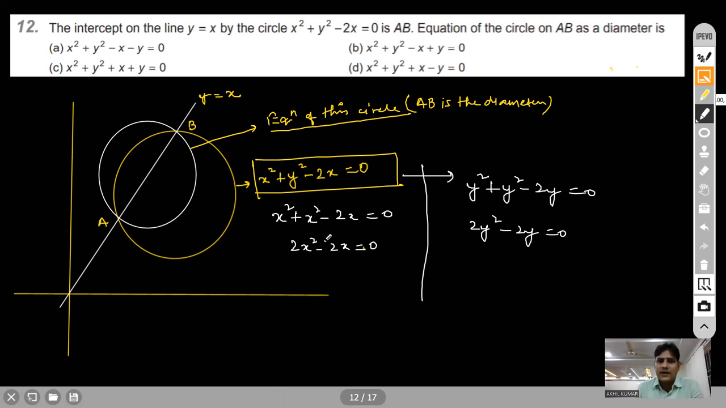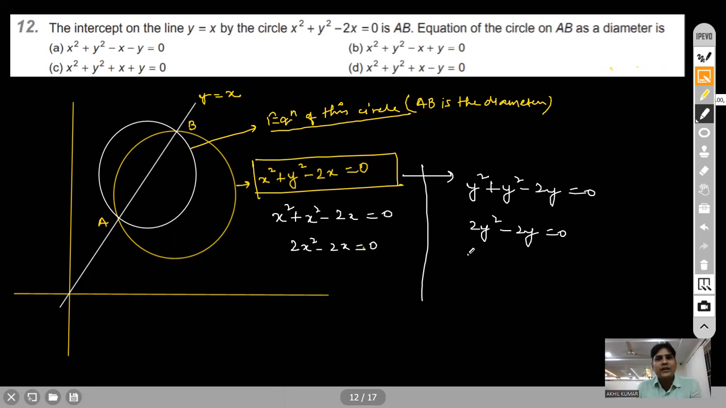Solving this quadratic in x, 2x square minus 2x equal to 0, will give me the x coordinate of A and B. From here, we get x1 and x2. That will be the x coordinate of A and B. And from here, we will get y1 and y2, which will be the y coordinate of A and B. Okay. Then after getting that x1, x2, and y1, y2, we used to write it in diametric form as (x minus x1)(x minus x2) plus (y minus y1)(y minus y2).